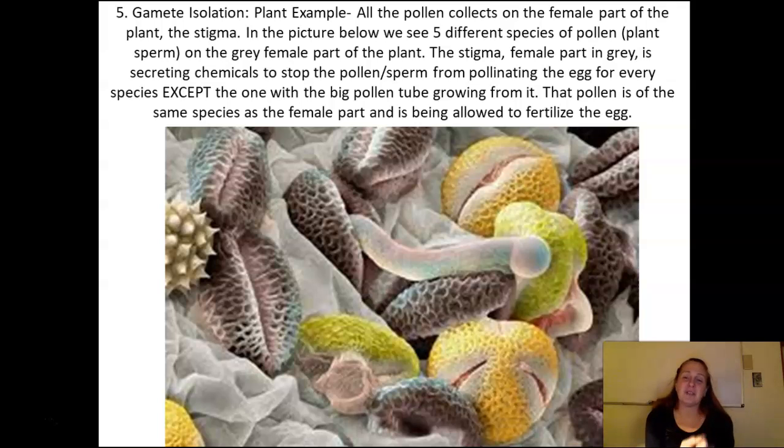And what's happening with the gray female structure is it's releasing a bunch of chemicals to suppress and stop all of the pollen from germinating, except for the pollen that is of the same species. And when that pollen germinates, it makes something called a long pollen tube, and that's where the sperm will swim through in order to fertilize the egg. So gamete isolation is very much happening at the cellular level in these one-on-one interactions between sperm and egg. So all of these are prezygotic isolating mechanisms.